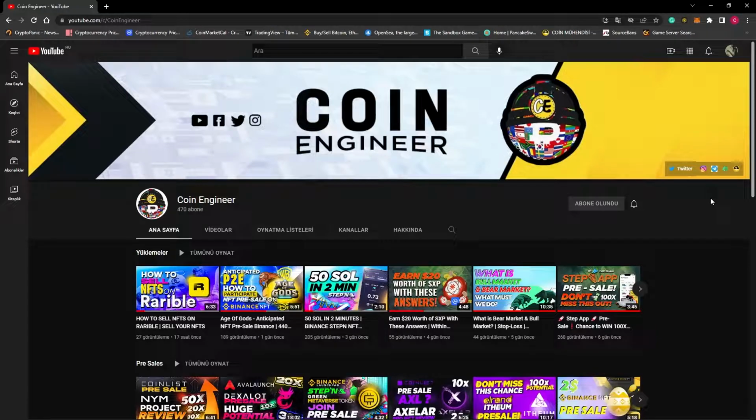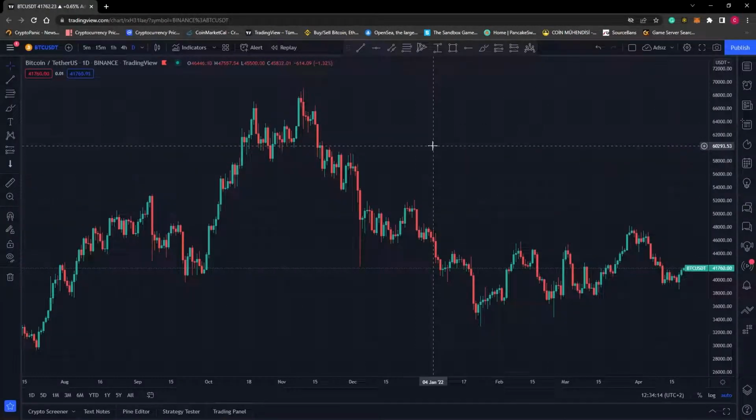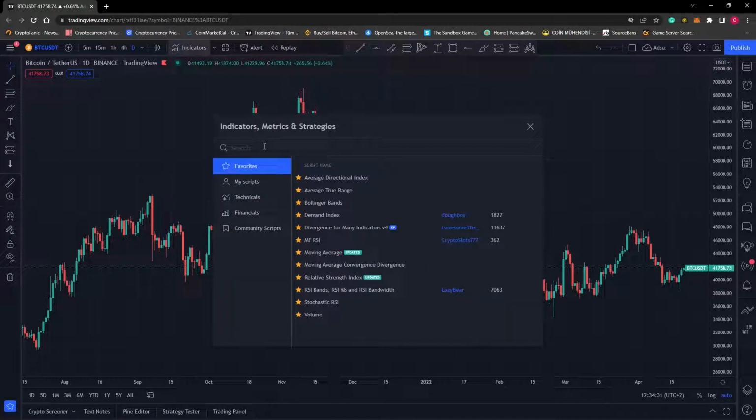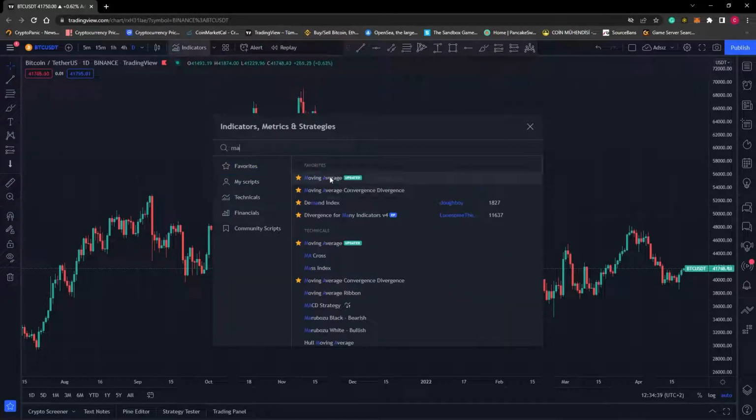The moving average is one of the many indicators that TradingView offers for us. Just like trends and support and resistance zones, there are many indicators that we must use to make that good, highly beneficial trade. We can find the moving average in our indicators folder by typing MA in the search box, and we can add it to our favorites by clicking this star button.